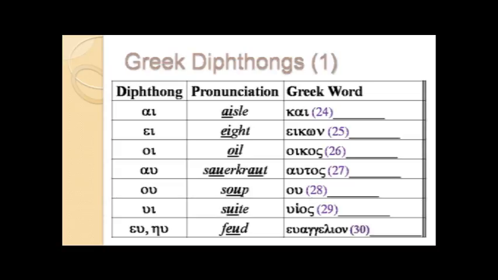Alright, first diphthong, alpha iota. When you have these two together, it makes a long I sound as in aisle. And a fairly important word and a very common word in Greek that has this diphthong in it is kai. Kai is a conjunction, means it connects clauses together, and it is usually translated as and. This goes with that, this and that.